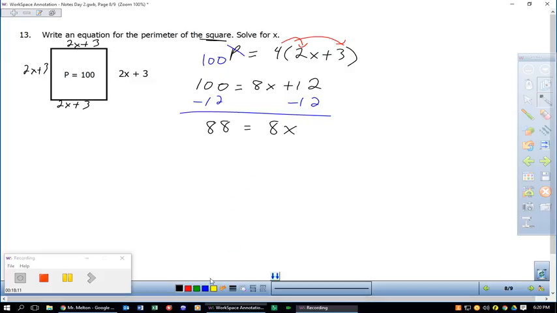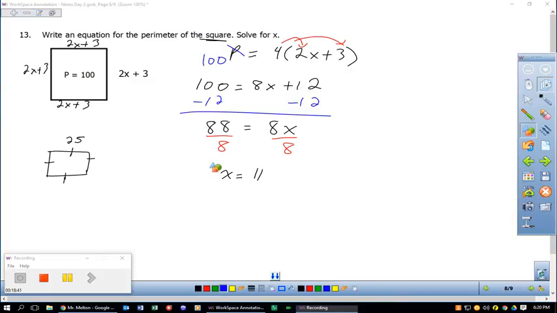All right, dividing by 8, and x equals 11. Now let's check that actually in this problem over here. If x is 11, sorry that's not perfectly square, assume it is. If you plug 11 in for x, then that means this side right here is 22, 25. If you have 4 25s, what's the perimeter? It's 100. So, in fact, x equals 11 does check out.